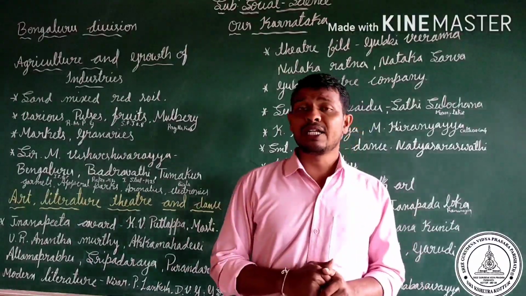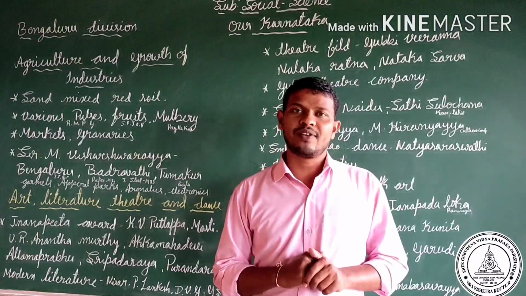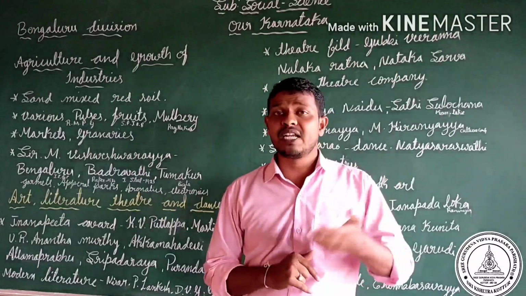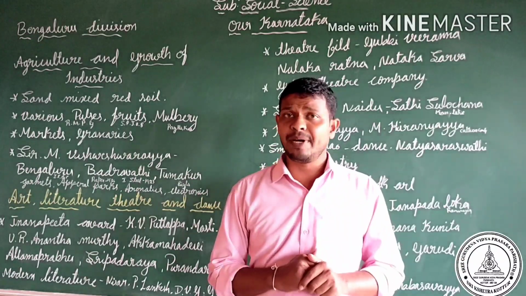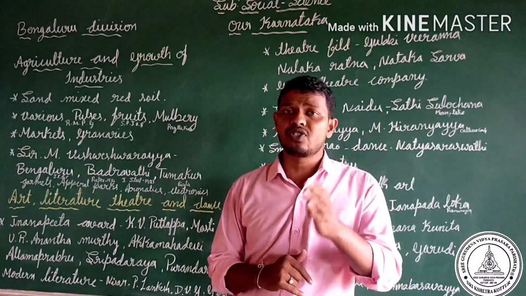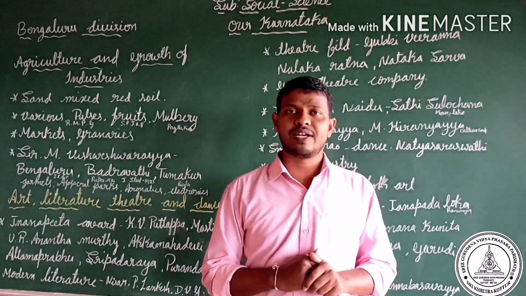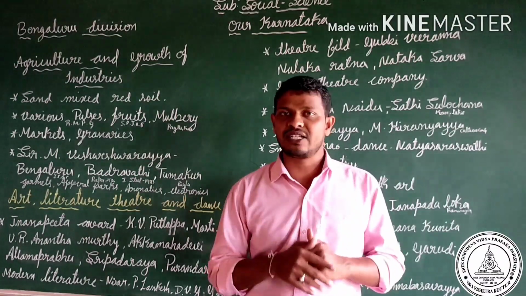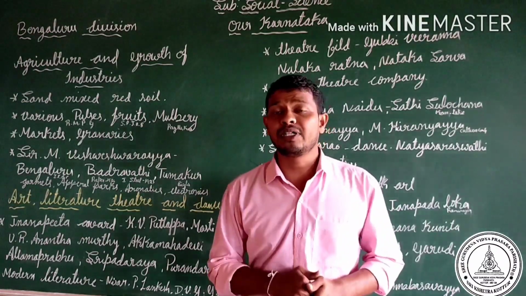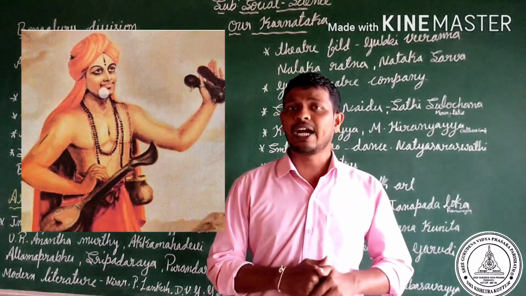Then I would like to tell about the Dasa literature. This Dasa literature we can find in the time of the Vijayanagara empire. This Vijayanagara empire also gave immemorable contribution to the Dasa literature. Some of the important Dasas are Kanakadasa and Purandara Dasa. Kanakadasa belongs to the northern part of Karnataka, but Purandara Dasa is from the southern part of Karnataka. Especially he belongs to the Bengaluru division.